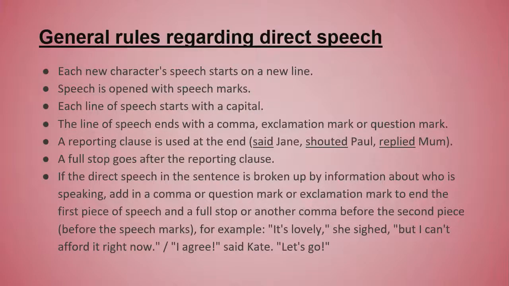If the direct speech in the sentence is broken up by information about who is speaking, add in a comma or question mark or exclamation mark to end the first piece of speech, and a full stop or another comma before the second piece, before the speech marks. For example, "It's lovely," she sighed, comma. Then again, speech marks. "But I can't afford it right now." Do you see how you have to separate those because it's not part of the directed speech?